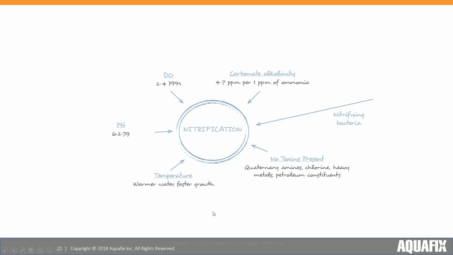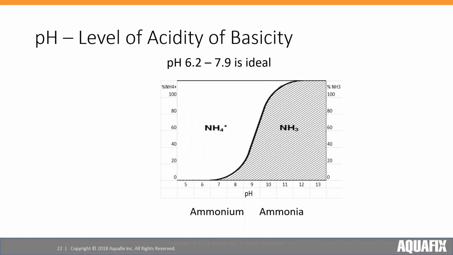So the next stop on the nitrification wheel that we'll look at is pH. And this measures the level of acidity or basicness in your treatment plant. So pH is important for a couple of reasons. Nitrifying bacteria are generally working best at a pH range of 6.2 to 7.9. The closer they are to about 7.2, the happier and more healthy they're going to be.